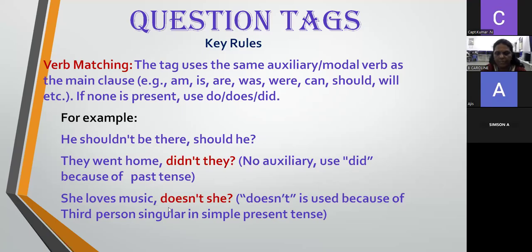She loves music, doesn't she? Here, loves is the main verb. There is no auxiliary verb. And loves means the sentence is in simple present tense. So the tag we are using at the end of the statement should also be in simple present tense. So the do verb, simple present tense for third person singular: doesn't she? Did you understand?